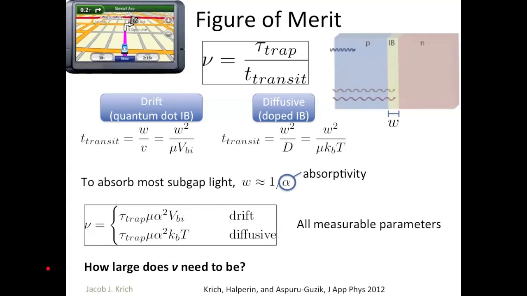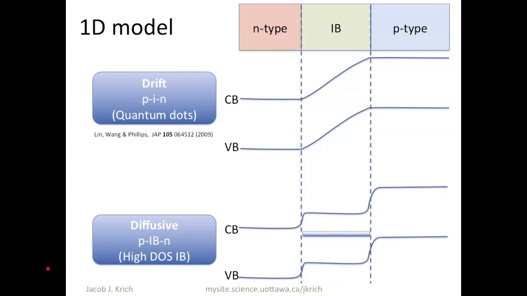So the point is that all of these are measurable parameters for your absorber material alone, and the thing we want to know, okay, it's great, so we want this figure of merit to be large. How large do we want it to be? So what we want is to have a model for a device so that we can answer this question and give goals for material design.